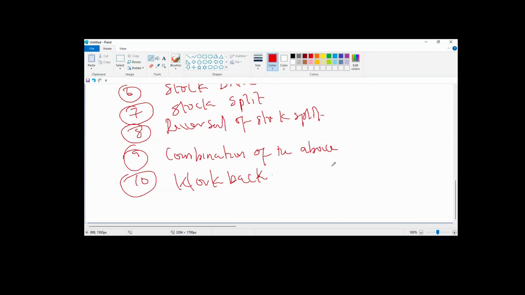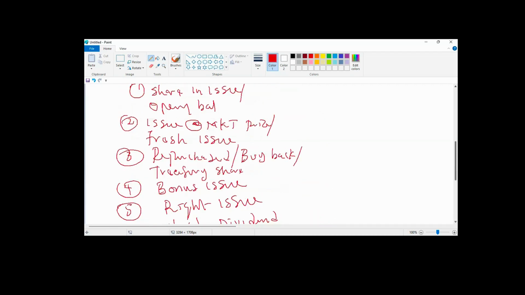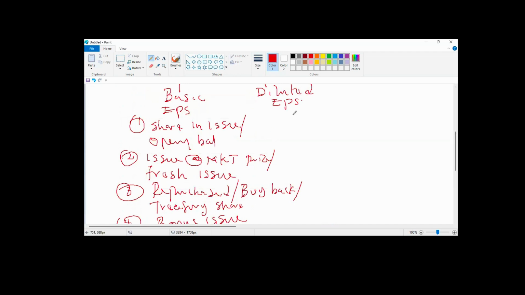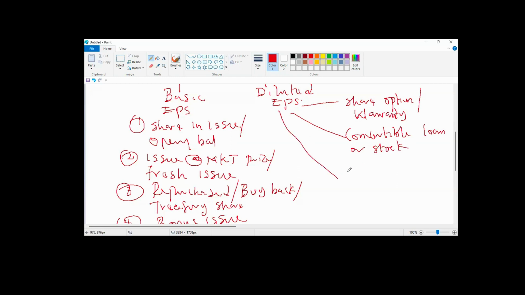Okay, now for the diluted earnings per share, three things majorly. One, share options. They don't call it options, they call it warrants. Two, convertible loan or stock. Then three, convertible preference shares. These are the three.